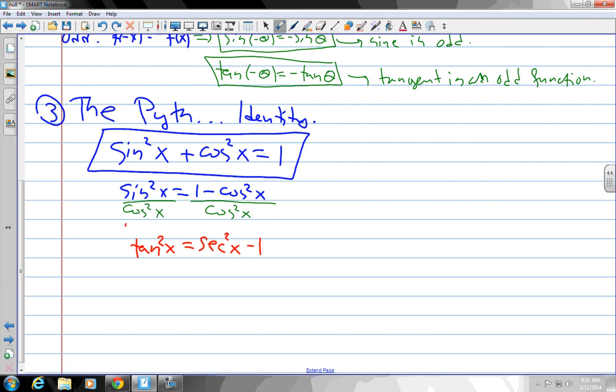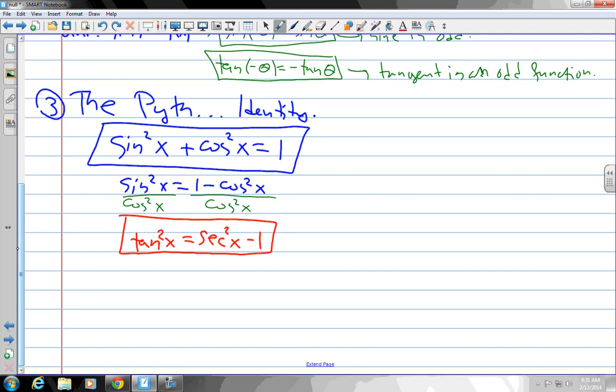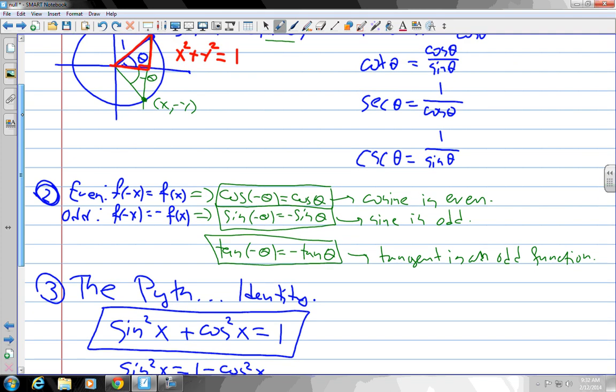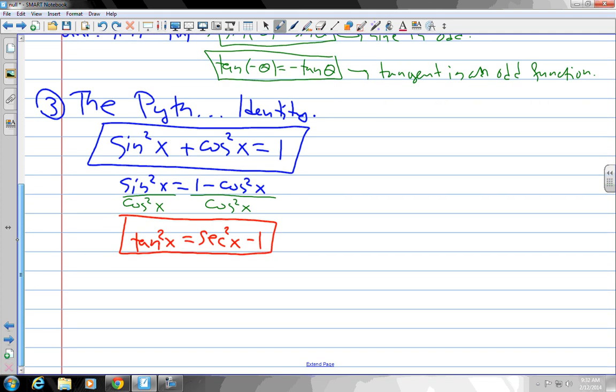You don't need to remember this identity, because you just get it from the big one. Why did it become a secant? Because it's 1 over cosine, right? Yeah, because secant is 1 over cosine. Then, of course, this is the same as saying that secant squared x is tangent squared plus 1. Just algebraically solving for secant squared.